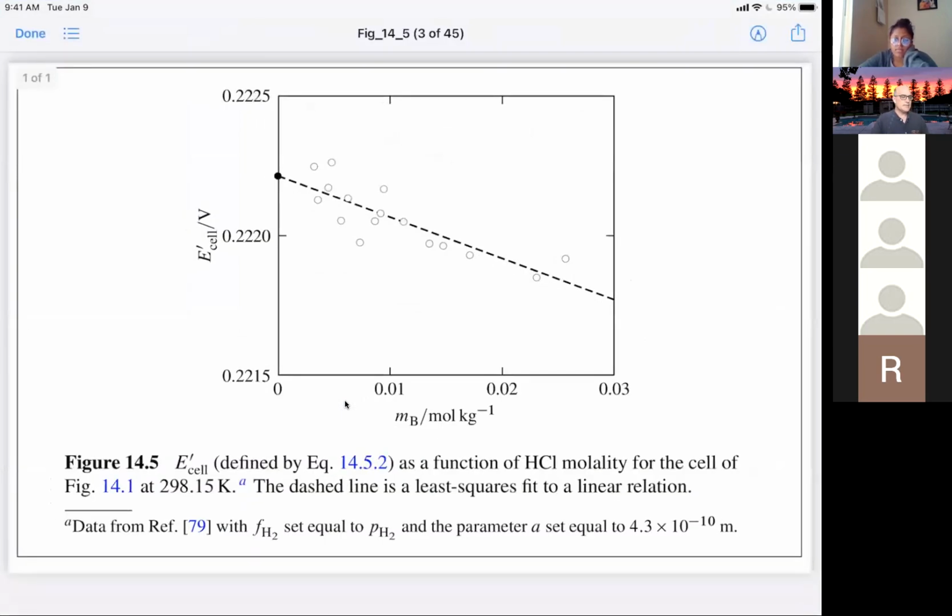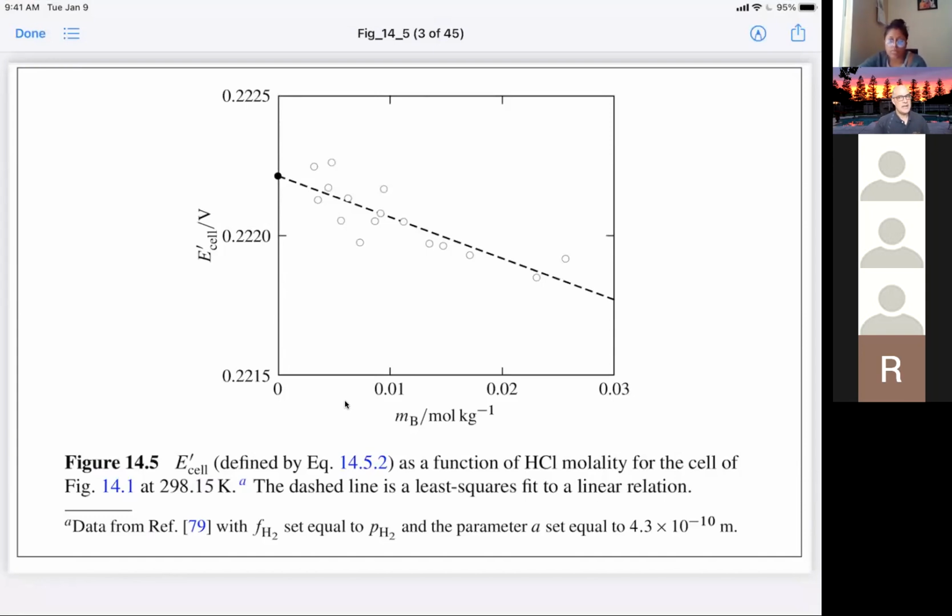So this is just from your book. You've probably seen this before, but look how noisy the data is, right? This is taking your measured cell voltage, but then you put it into that equation, right? And you plot it, and you just do as many measurements as possible. So even though this data is really noisy, look at the scale. The difference between the top of the scale and the bottom of the scale is 1 millivolt, right? And the molalities are very dilute, right?